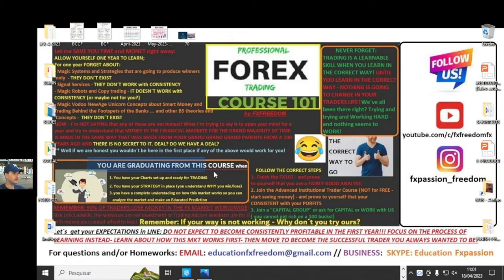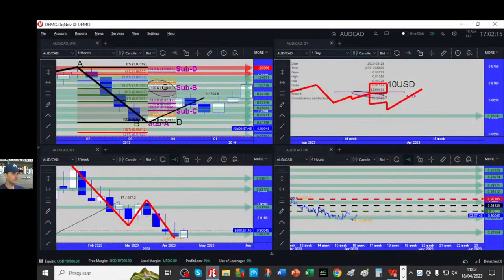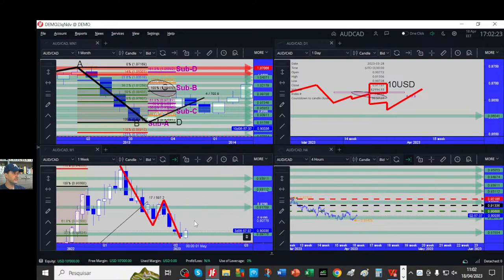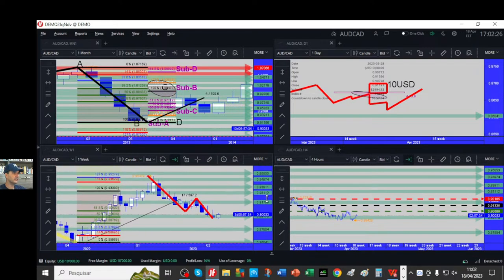You are going to graduate from this course when you have your chart set up and ready for trading. Number two, you have your strategy in place, you understand why you win and why you lose, and you have a complete understanding of how this market works, so you can analyze the market and make an educated prediction. This is what we are going to do today: trading Japanese candlesticks, bearish candlestick formations in a downtrend. Type in the chat, everybody, a currency pair that is in a downtrend.